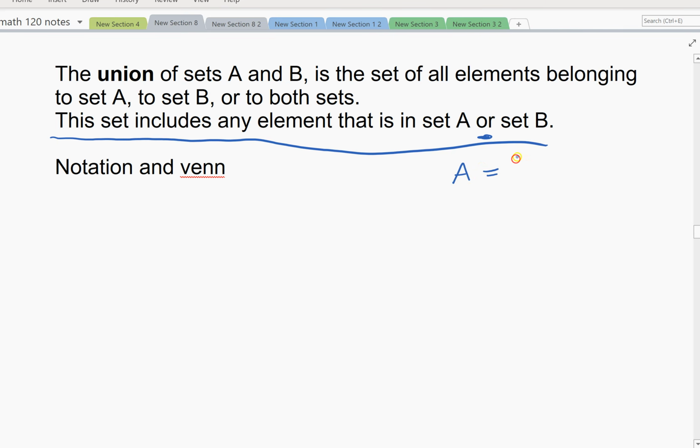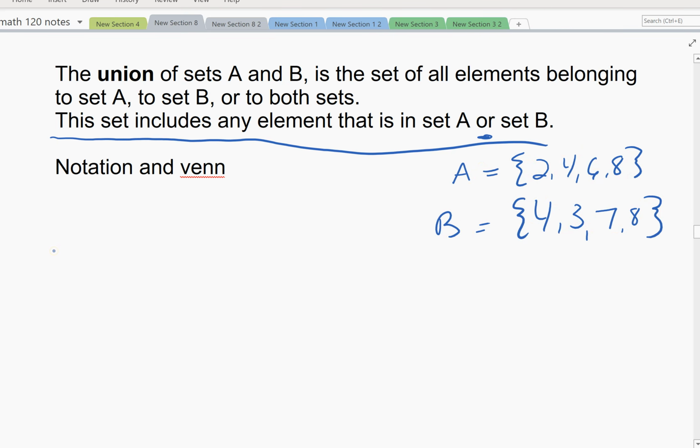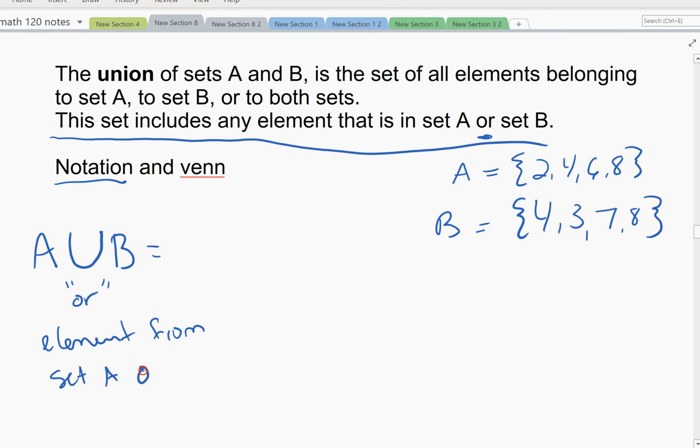I'm going to write my set A and my set B that I was using. So my 2, 4, 6, 8. My set B was the 4, 3, 7, and 8. Now the notation first. It's sort of an upside down U. That is elements in A, and again the word we use is or. That symbol stands for or. It's all the elements from set A or set B.